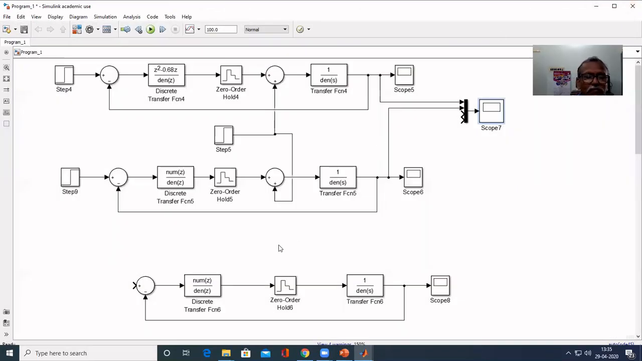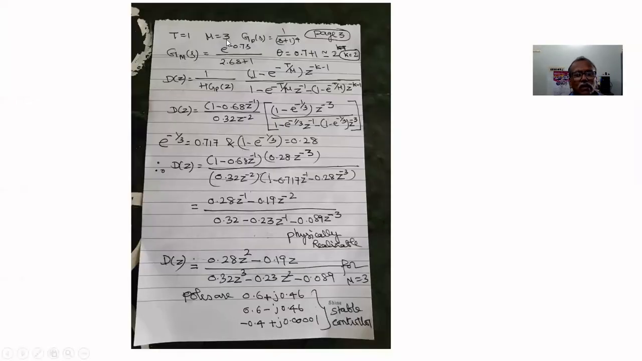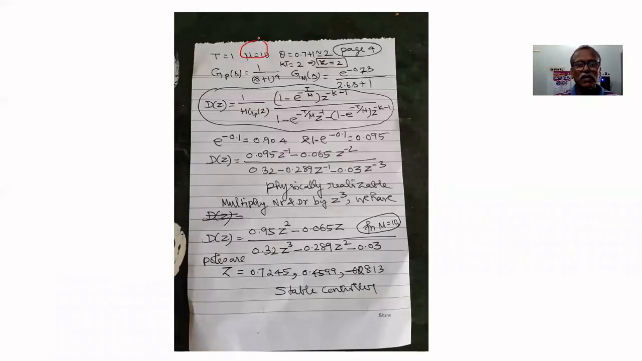Now let us design Dahlin's controller for other new values. Now we designed the Dahlin's controller for mu equal to 3. Now let us design Dahlin's controller for mu equal to 10. Say the sampling period is no change. All others no change, model same. Only thing is we have to change the mu value in that part. That's all. If we change these mu values, we will get the controller like this, T of Z.